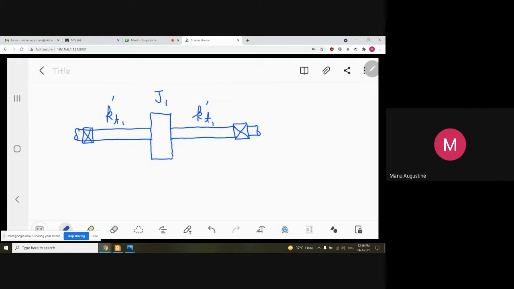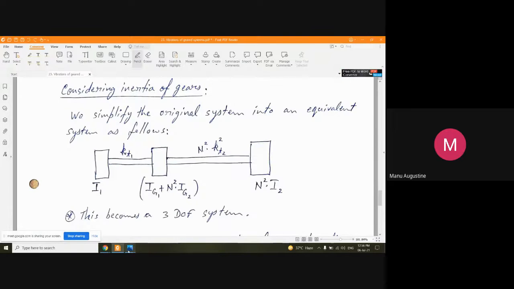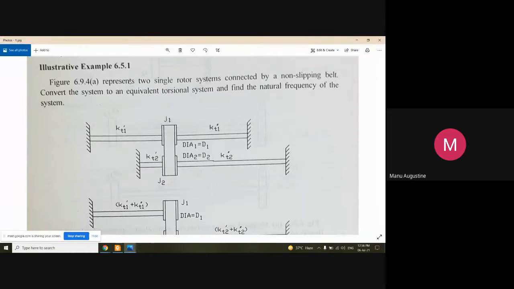Okay, so we are considering only the parameters on the driving side. So the top part is assumed to be the driving side, the bottom part is assumed to be the driven side. Obviously, it could be the other way around also, but let us consider it like that. Let us see if something is given in the problem. Two single rotor system convert the system. Okay, nothing is given which is driving or driven. So you can easily assume one to be the driven and one to be the driving side. It could be vice versa also.